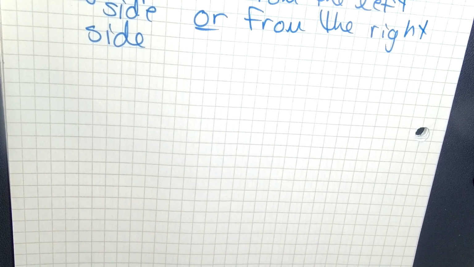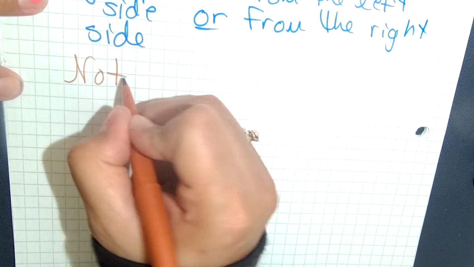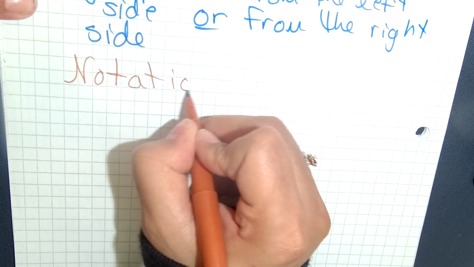In math, we always have notation. So the notation to show the two types from the left and right side are as follows. Notation.